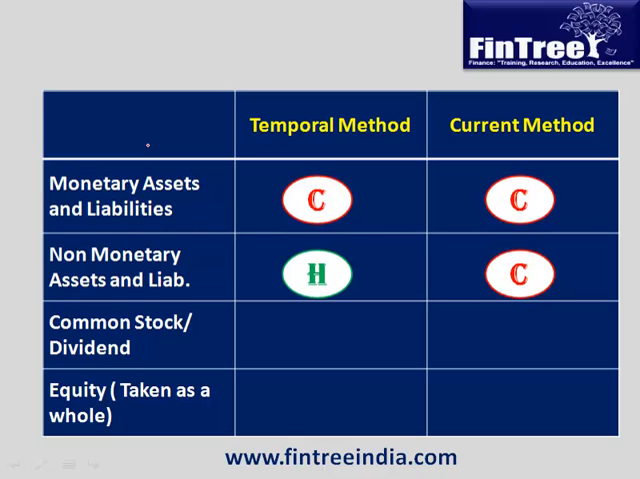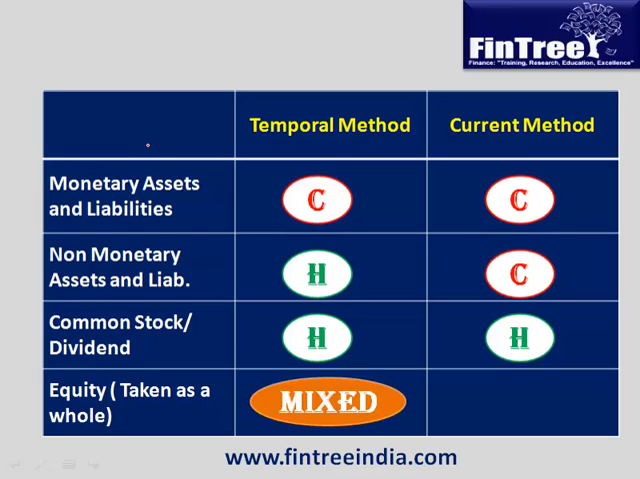Common stock and dividend, temporal. And current method, historical. Equity as a whole, temporal method. It won't be average. Average rate, typically nomenclature is used. Average rate during the year, which we use on the income statement. So equity as a whole would be at a mixed rate, because certain items are coming in at income statement, certain items historical, certain average, certain current rate. How about equity in current? Current.